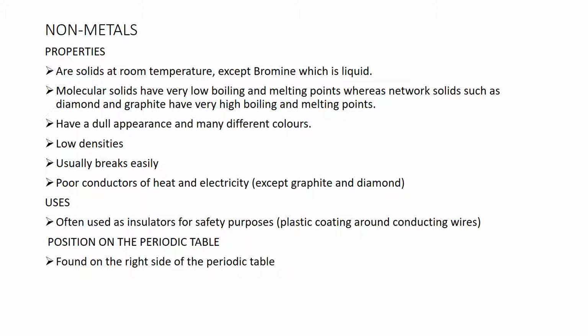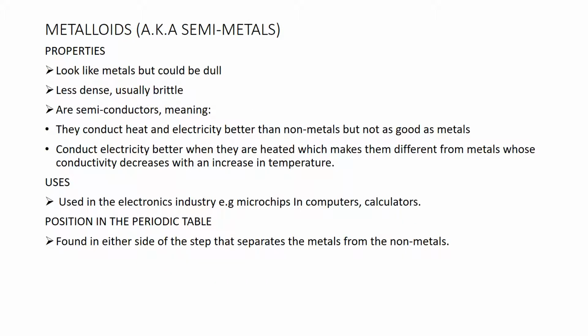Where are they used? They are often used as insulators for safety purposes. So your plastic coating around your conducting wires, they are insulators because you don't want to be electrocuted when you are carrying your wire. Your wire inside does conduct electricity, but the coating outside is an insulator so that it doesn't conduct electricity to you, so that you don't get electrocuted. They are found on the right side of the periodic table.